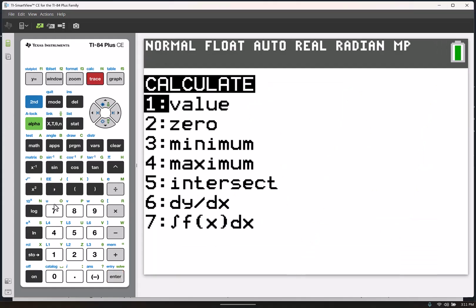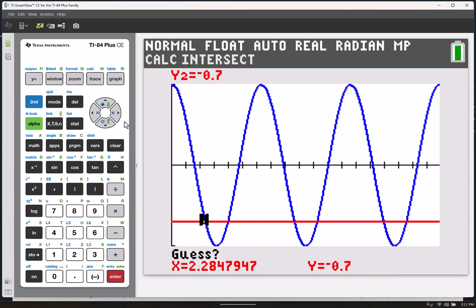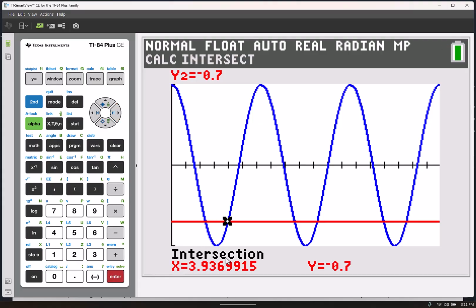Second, calculate number 5. Enter, enter. When it says guess, scroll to the second one and then push enter. It needs to say the word intersection. 3.93699. You guys think you guys can get the next 3? Okay, get the next 3, guys.